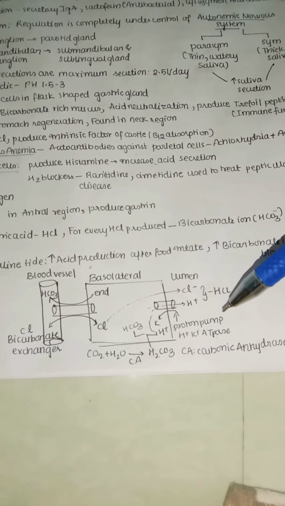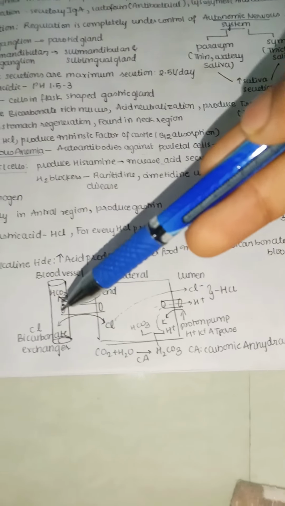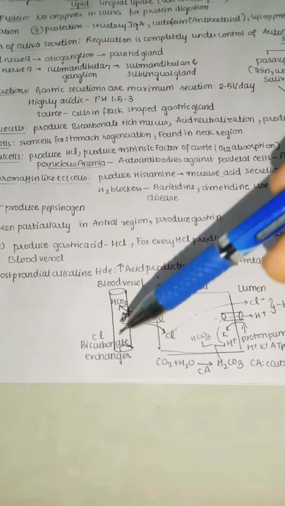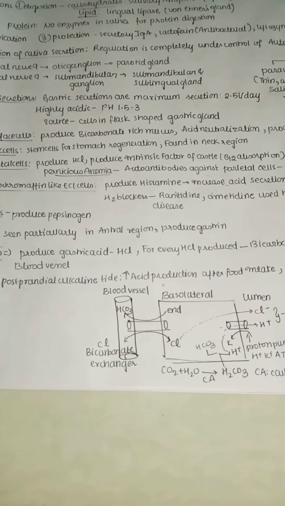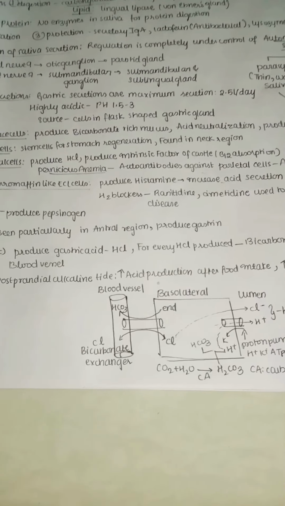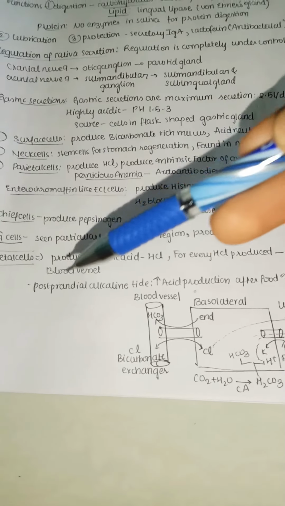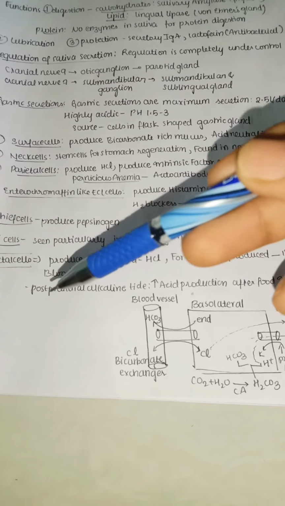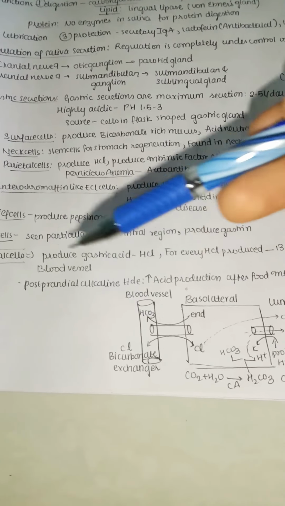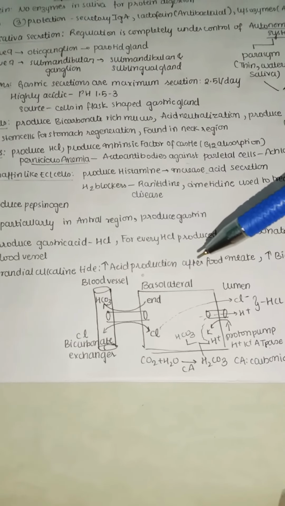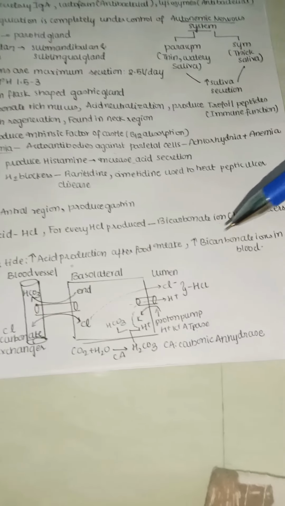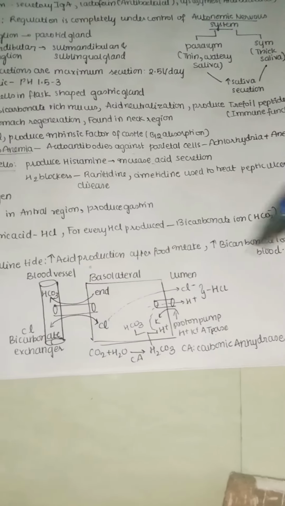Whenever the HCl is produced into the lumen, the bicarbonate, the alkaline nature, is increasing in the blood vessel. Whenever acid is produced from the stomach, the alkaline nature of the blood always increases. That is called postprandial alkaline tide. Postprandial means after eating. After eating, there is an alkaline tide in the blood vessel. So there is increased acid production after food intake and increased bicarbonate ions in the blood.